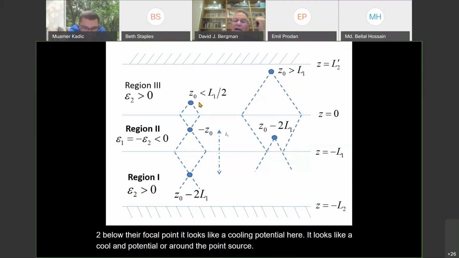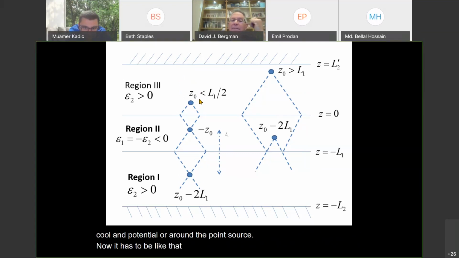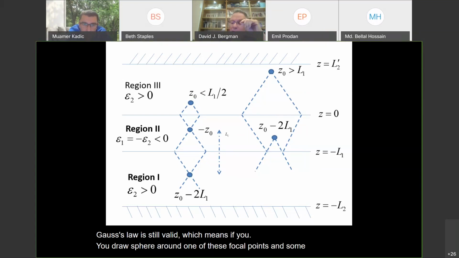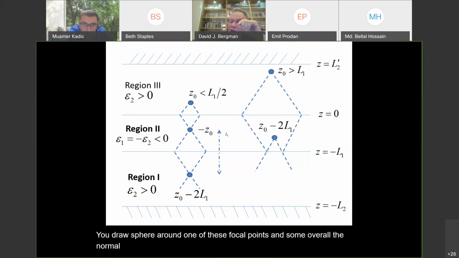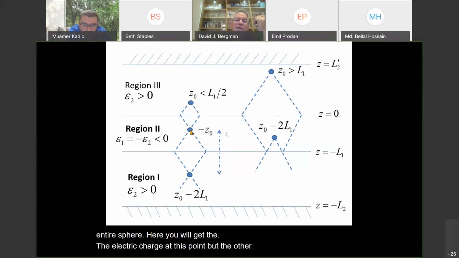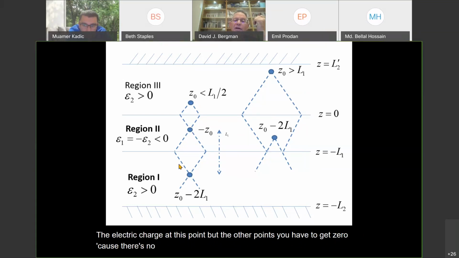Now, it has to be like that because Gauss's law is still valid, which means if you draw a sphere around one of these focal points and sum over all the normal components of the electric field over an entire sphere, here you will get the electric charge at this point. But at the other points, you have to get 0. There's no real electric charge, neither here nor there.